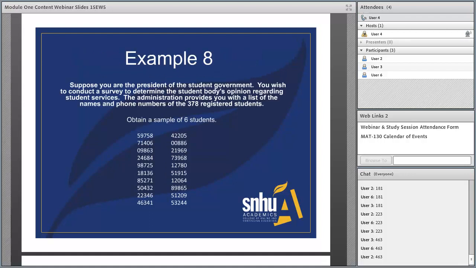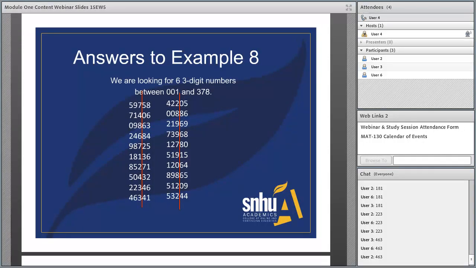Okay, now I'm going to do another similar example. Now we want to obtain a sample of 6 students out of 378. So we don't want anything above 378. And the reason this is different is that we have to go on to the second column.